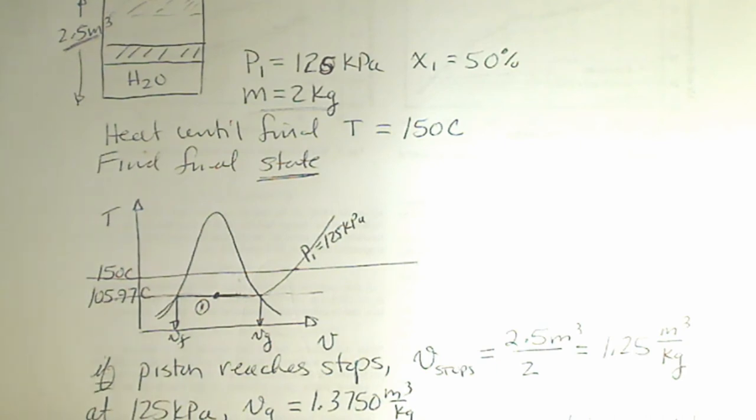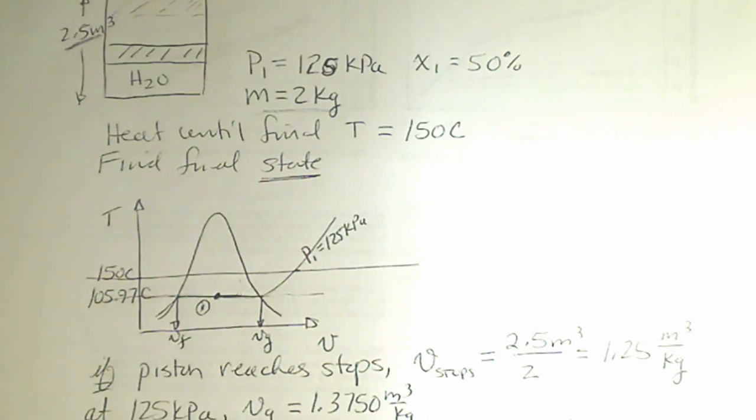So to investigate that, we're going to look at 150 degrees C and find that VG at 150 degrees C is 0.39248. So what? Well, the specific volume we have is much more than that. And so clearly that final state will be in the superheated region.